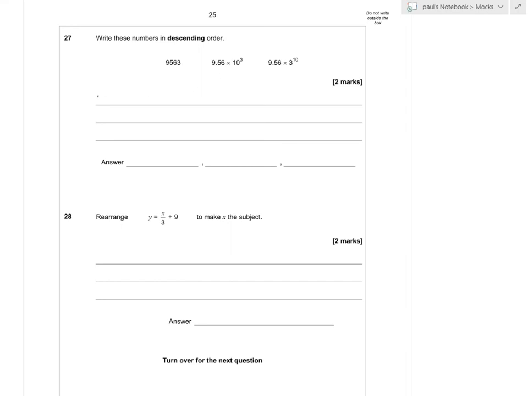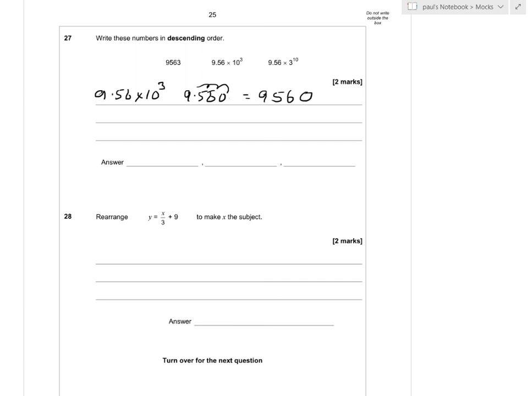Now, 9.56 times 10 to the 3. I'm going to go 9.56 and I'm going to go 1, 2, 3. So it would be there. So that will equal 9560. So I've got 2 of them. I could do, it's a calculator paper, what am I doing?